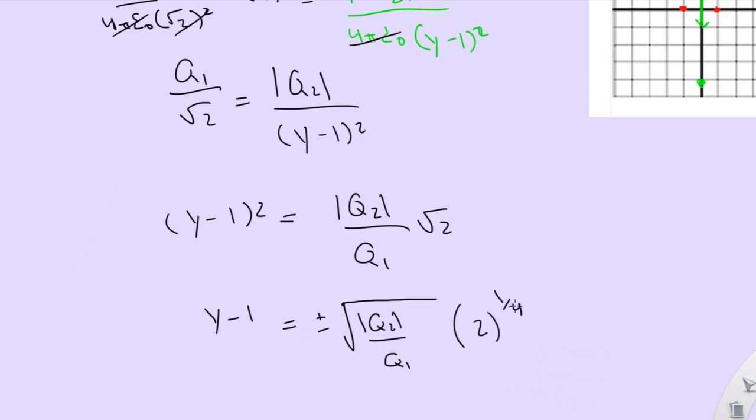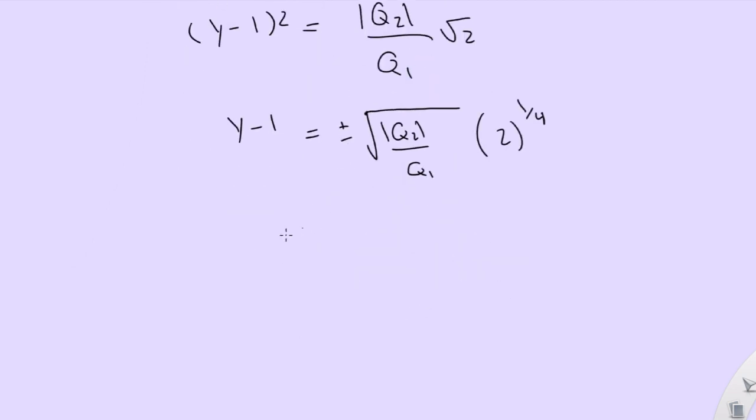And this will be 2 to the 1/4 now, because you're square rooting a square root, so that's going to give you a 1/4. So once you add this 1, that's your result. y is equal to 1, because we add over the 1, plus or minus the square root of the absolute value of q2 over q1, times 2 to the 1/4. And there you go. The end.